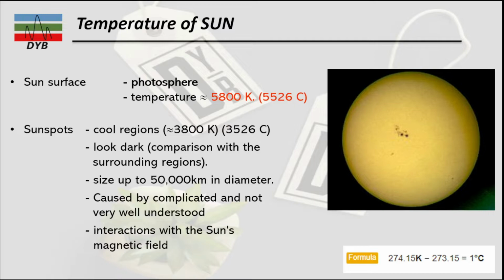So these look darker. Why? Because there is a huge difference in temperature. 5,800 and 3,800, so it's a 2,000 Kelvin difference. Sometimes these are quite huge, sometimes 50,000 kilometers in diameter, and they are caused by a very complicated process that is not very well understood by astronomers. Most probably it can be explained by the interaction of the sun's magnetic field with its internal magnetic field.